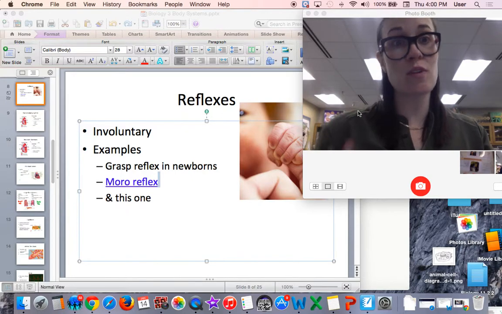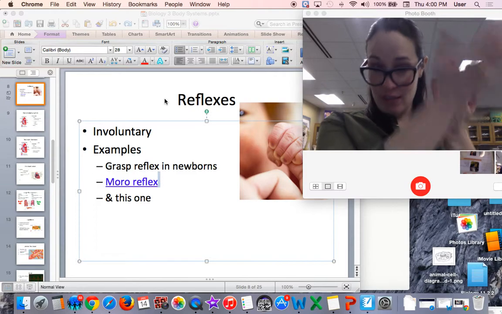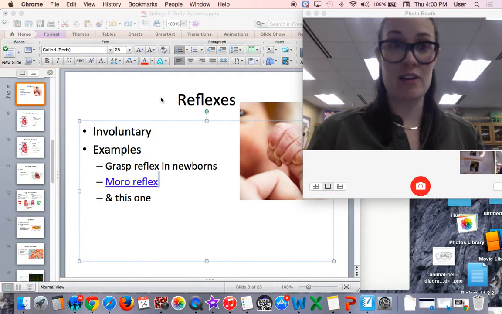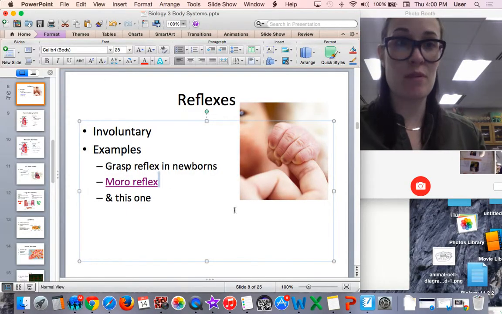I wouldn't try this one unless it's your own child. Because if you grab just an infant and you start doing this, woo! Unless it's like your niece or nephew, people are going to not want you to be around them.